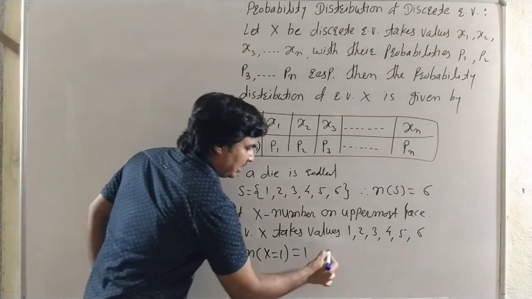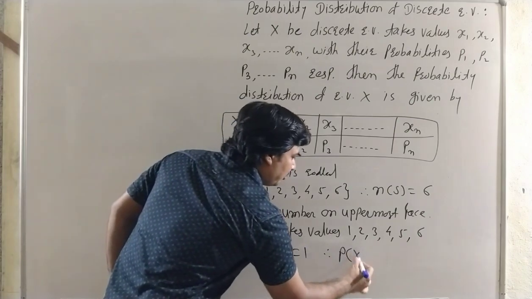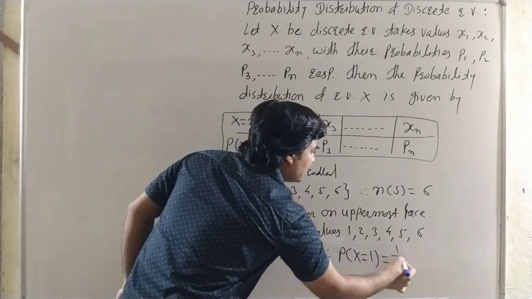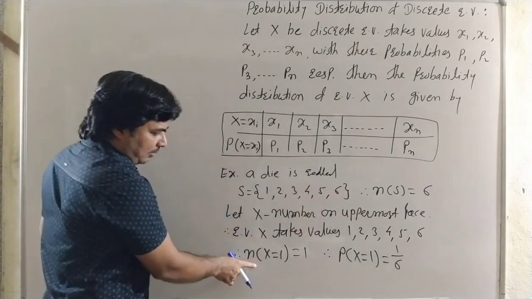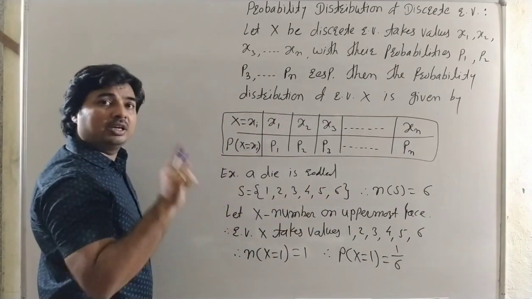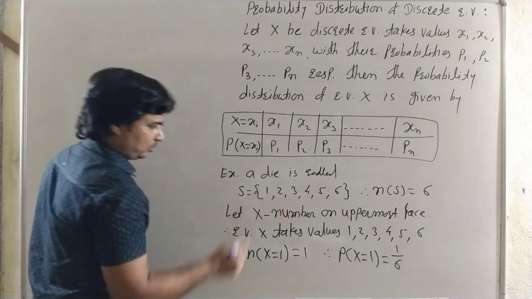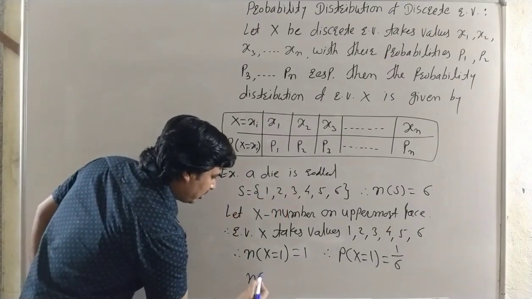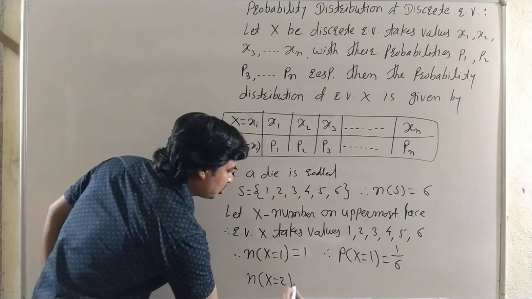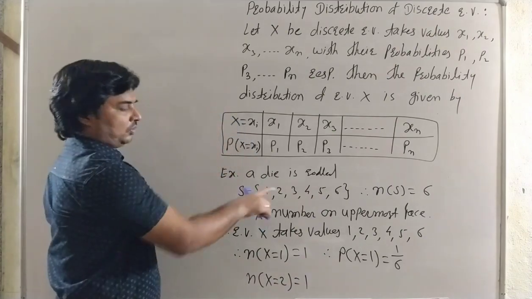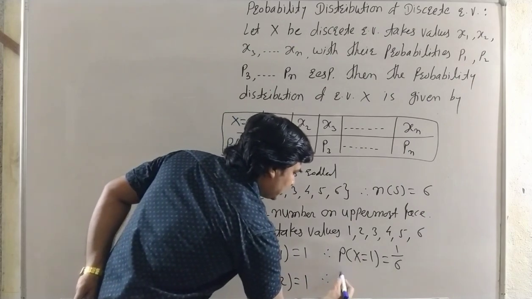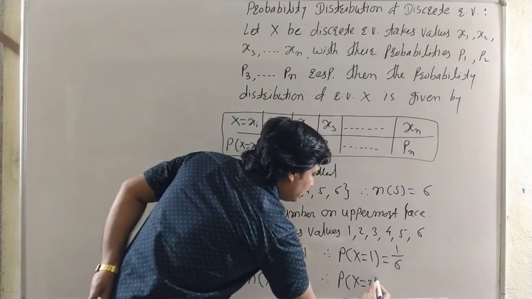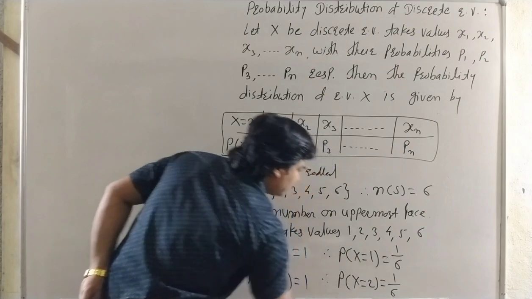Therefore the probability of x equal to 1 is 1 by 6, because total outcomes are 6 and the possibility of 1 is one time. Then x equal to 2. The possibility of 2, again, is one time. 2 appears only once. Therefore the probability of x equal to 2 is again 1 by 6.